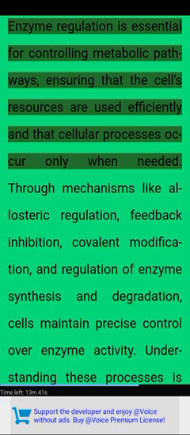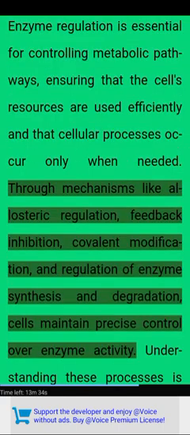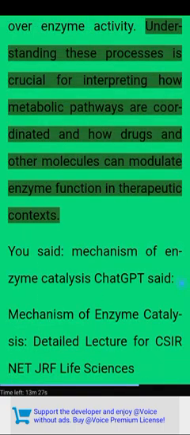Conclusion. Enzyme regulation is essential for controlling metabolic pathways, ensuring that the cell's resources are used efficiently and that cellular processes occur only when needed. Through mechanisms like allosteric regulation, feedback inhibition, covalent modification, and regulation of enzyme synthesis and degradation, cells maintain precise control over enzyme activity. Understanding these processes is crucial for interpreting how metabolic pathways are coordinated and how drugs and other molecules can modulate enzyme function in therapeutic contexts.